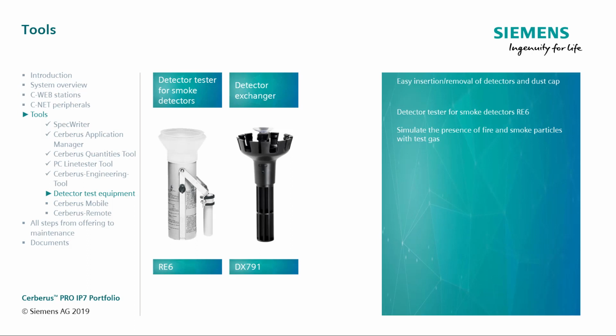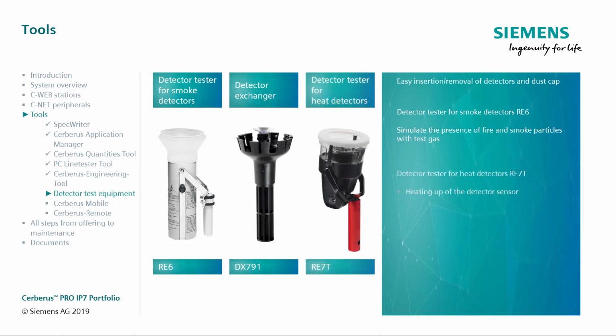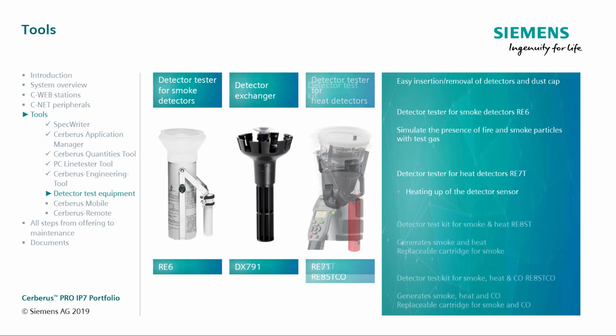The RE6 detector tester is used to set off the alarm on smoke point detectors. The RE7T detector tester is used to set off the alarm on heat point type detectors. The detector tester is battery powered. The RE8 detector test kits are used to set off the alarm on point type detectors. The detector testers are battery powered and use replaceable cartridges for smoke and carbon monoxide.